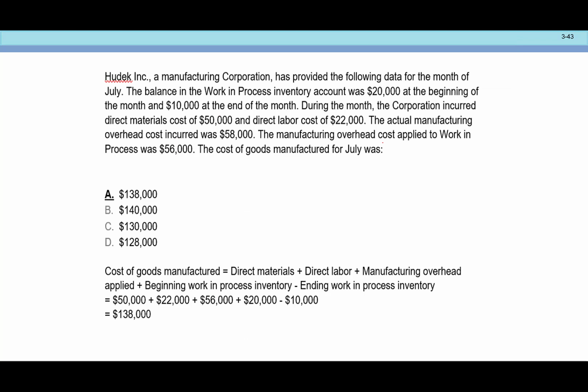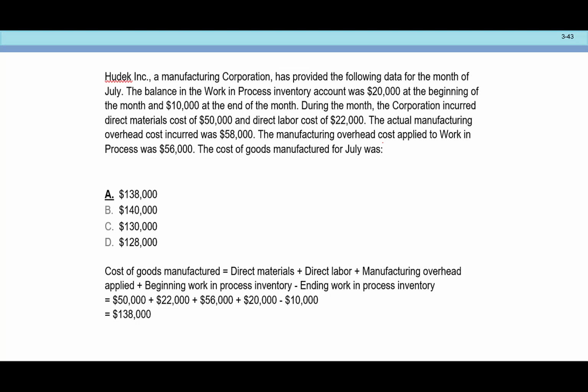Hudet Corporation has provided the following data for the month of July. The balance in the work in process inventory account was 20,000 at the beginning of the month, 10,000 at the end of the month. During the month, the corporation incurred direct material costs of 50,000, direct labor 22,000. The actual manufacturing overhead cost incurred was 58,000. The manufacturing overhead cost applied to work in process was 56,000. The cost of goods manufactured was. Now, cost of goods manufactured by definition is what? Out of work in process and into finished goods. So I have to analyze work in process because that's the only thing they gave me information for, right?